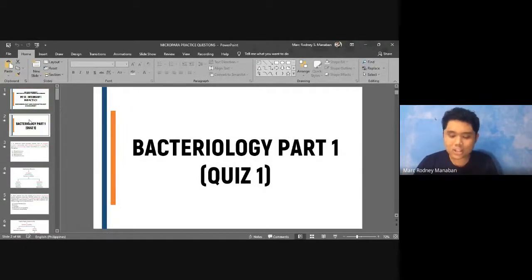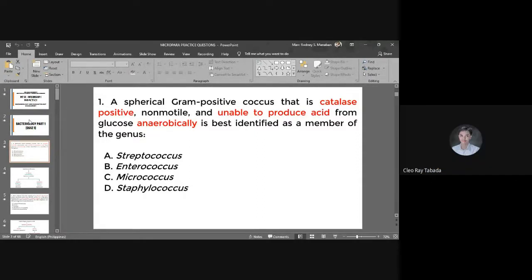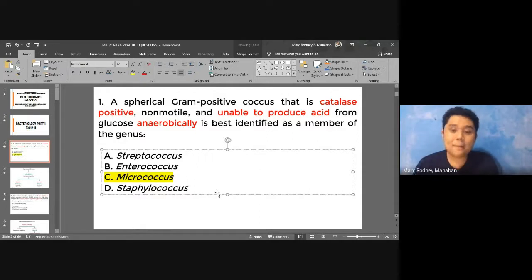First question: a spherical gram-positive cocci, catalase positive, unable to produce acid anaerobically. Who has the answer? Which genus is it? Micrococcus. Final answer? Very good, that is correct. The answer is Micrococcus. Catalase positive, non-motile, it cannot use glucose without oxygen. Of course, that is Micrococcus.